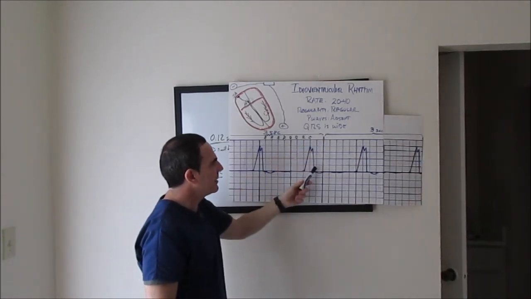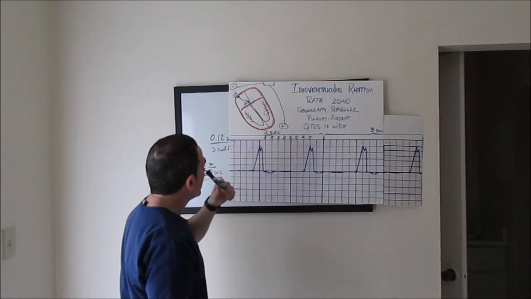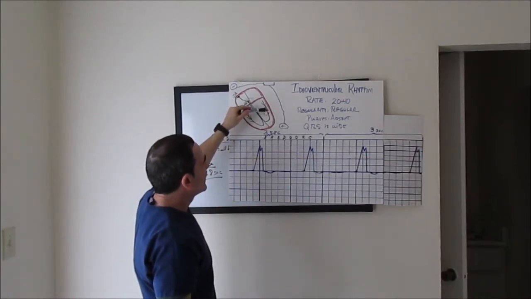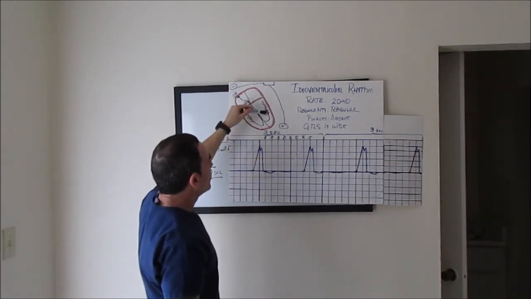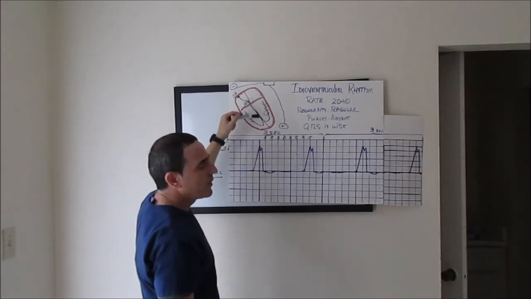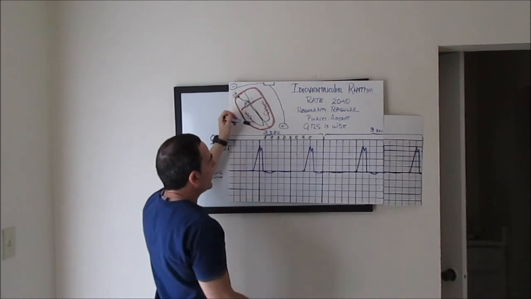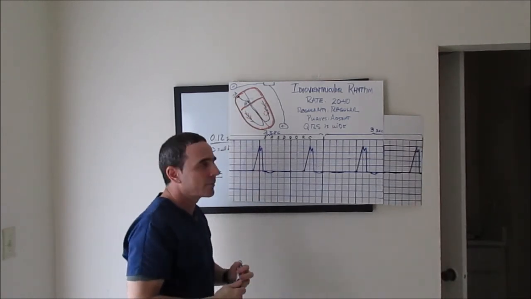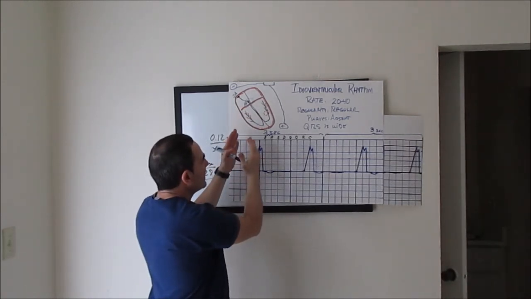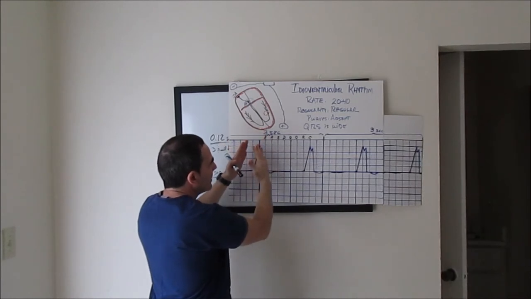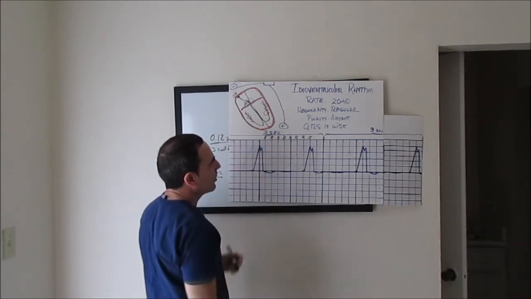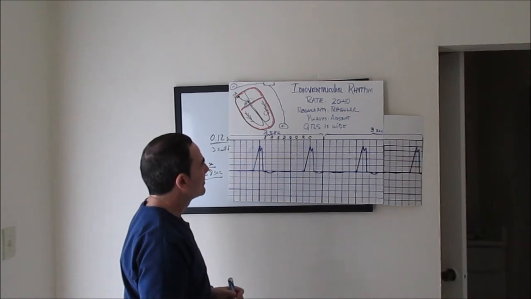Why in this case is the QRS wide? Well, the impulse starts in this place and has more difficulty depolarizing all the wall of the ventricles, and in time it is slower. It is wide, it is slower. That's okay.